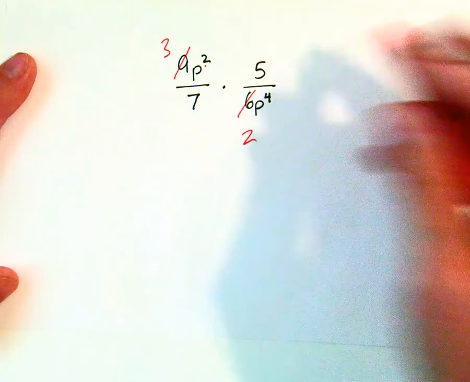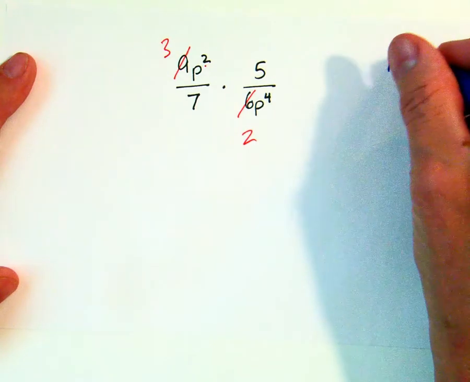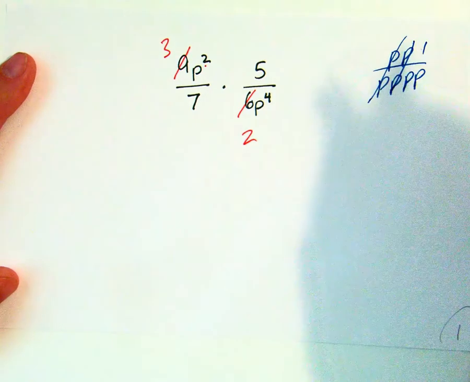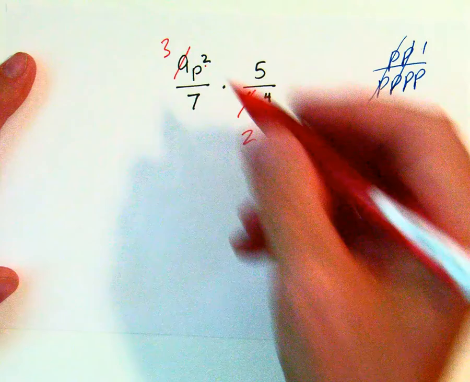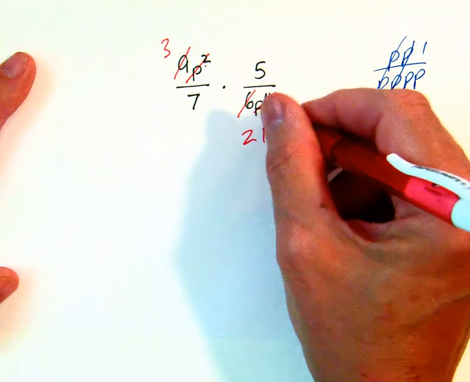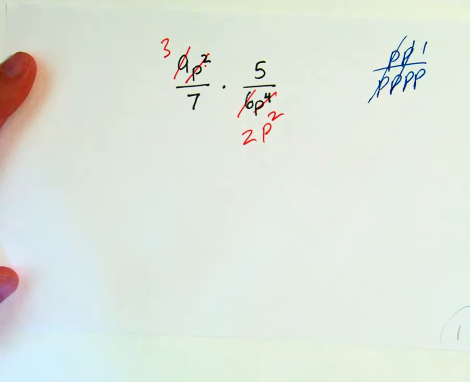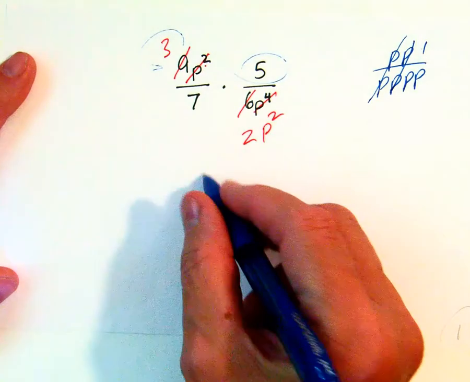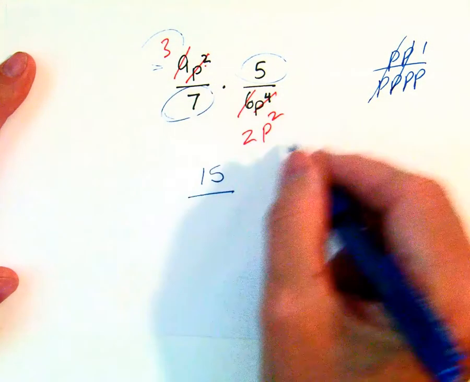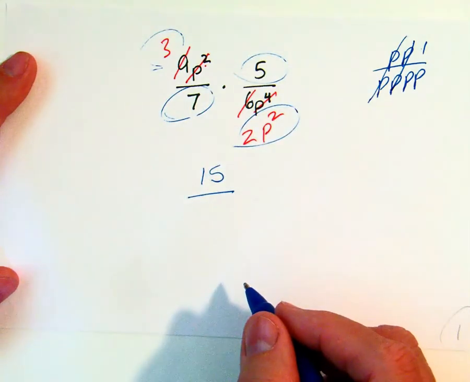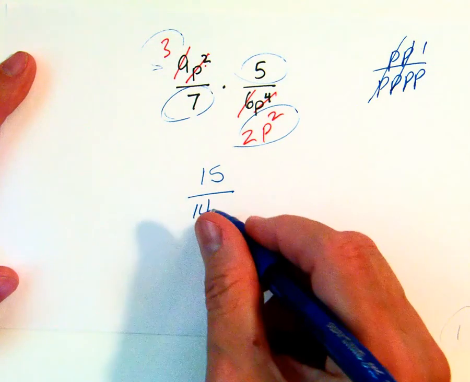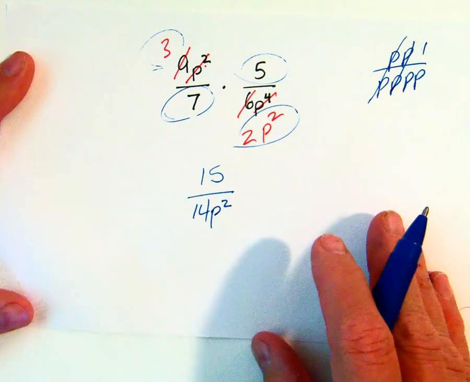What else? P. There's 2 P's on the top, 4 P's on the bottom. If you go into brain freeze, just write it out the long way instead of using the shortcut. 2 P's on the top, 4 P's on the bottom is the same as P squared on the bottom. 5 and 7, can't do nothing with that. So what's left? 3 times 5 is left in the numerator, that's 15. 7 times 2P squared is what's left in the denominator, and that is 14P squared, which is the answer to this one.